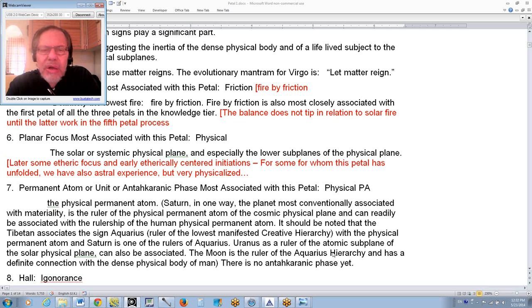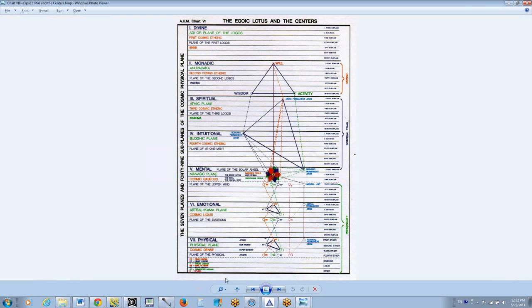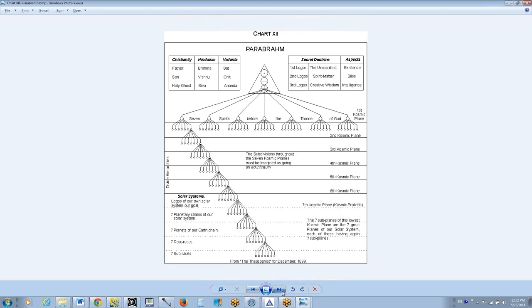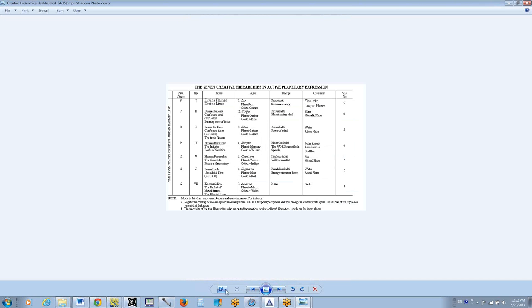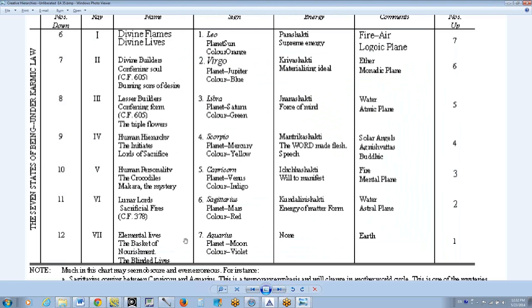So it should be noted that the Tibetan associates the sign Aquarius with the physical permanent atom. I think we have all seen that, and I'll just go there to refresh our memories here, and there it is, Aquarius with the baskets of nourishment, the elemental lives, the lowest of the groups.